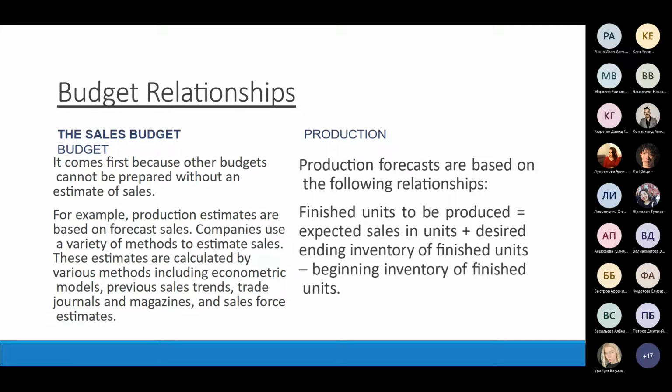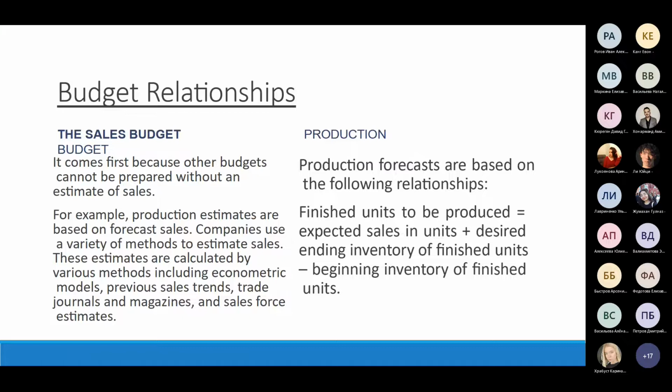So if we decide to sell less, we have lower plans for production, lower plans for selling efforts and administrative expenses, and so on and so forth. For example, production estimates are based on forecast sales, so we have to understand the product mix that we plan to sell, and therefore we decide the product mix we plan to produce. Then companies use a variety of methods to estimate sales.